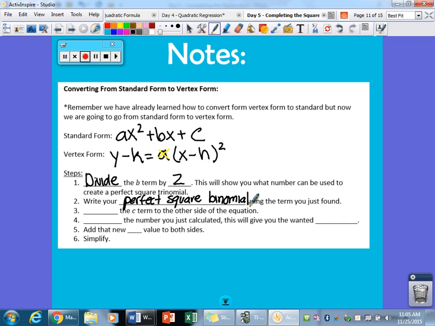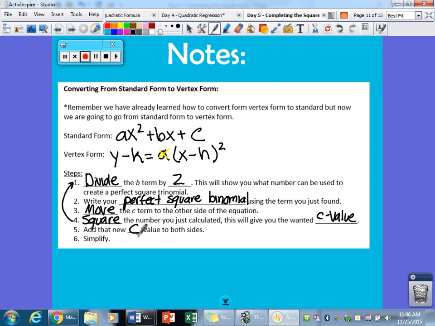All right, you want to move this c term to the other side, just to make it easier. See how that k is on this side? We need to move that to the other side so it's with that over there. And then you're going to square this number that you calculated, and this will give you your wanted c value. Add that new c value to both sides, and then you'll simplify.